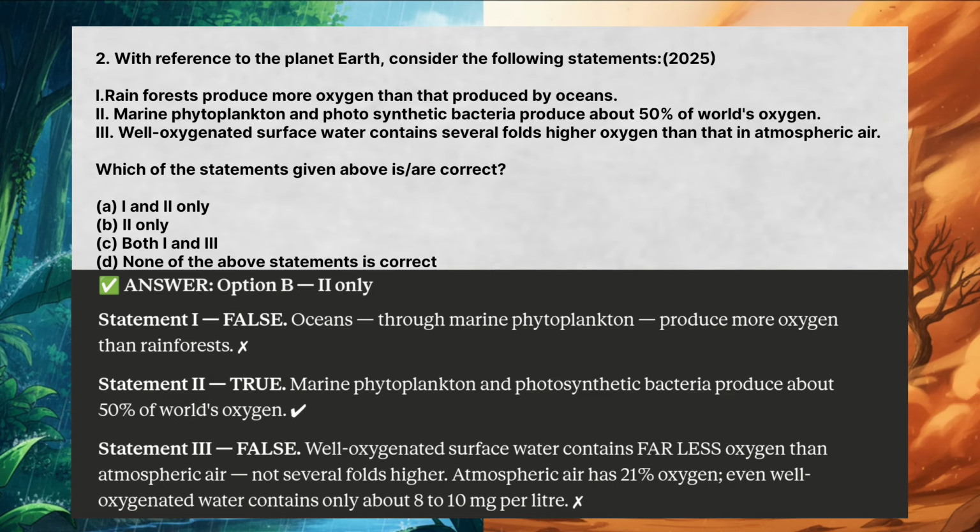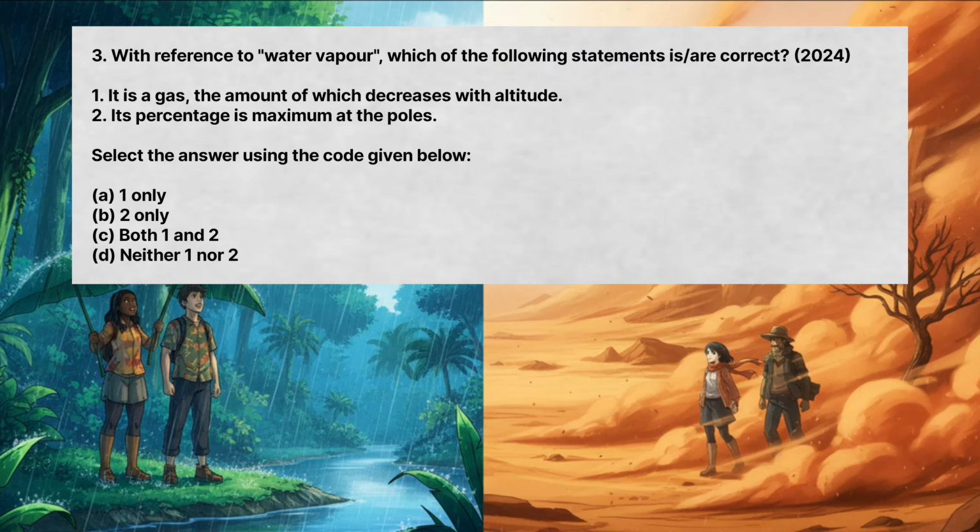Answer B. Question 3, UPSC Prelims 2024. With reference to water vapor, which of the following statements are correct? 1. It is a gas, the amount of which decreases with altitude. 2. Its percentage is maximum at the poles.